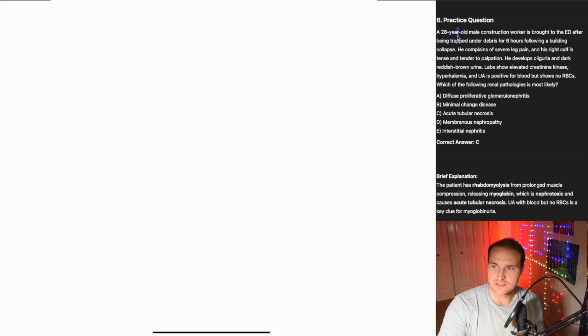So in my own practice question here, a 28-year-old male construction worker is brought to the emergency department. He's been trapped under debris for 6 hours. Severe leg pain, right calf is tense and tender. Oliguria, dark reddish brown urine. Boom, right there, reddish brown urine. What does that make you think of? This question's over as far as I'm concerned. It's acute tubular necrosis, C.